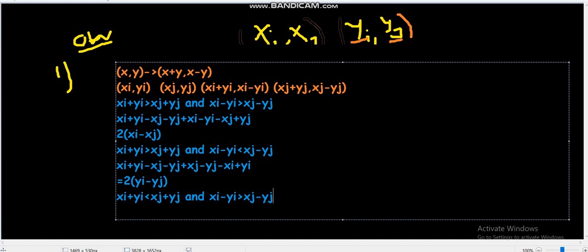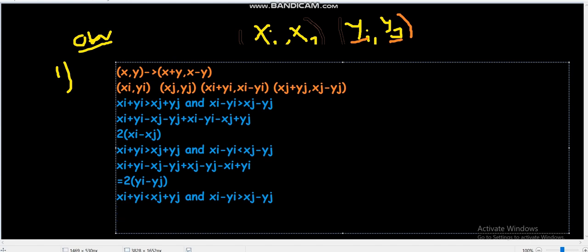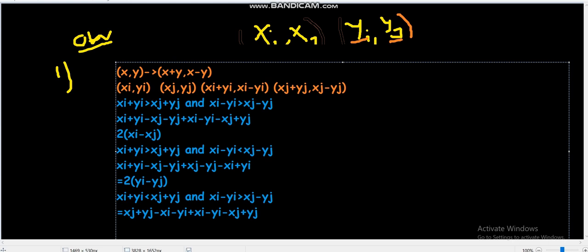Now what will be the distance? What will be the Manhattan distance? The Manhattan distance will be nothing but xj plus yj minus xi minus yi, and plus xi minus yi minus xj plus yj. Okay, so the sum will be this. Let's consider this xj. So these xj's will get cancelled, and yj's will get added. Okay, so it will be once again this xj.